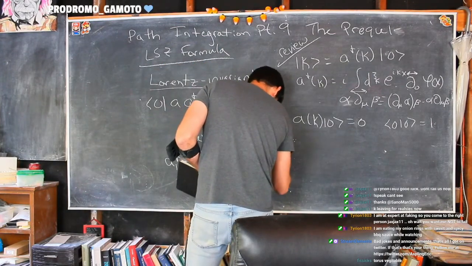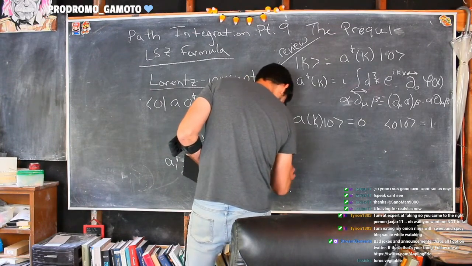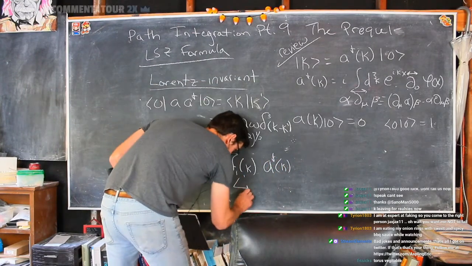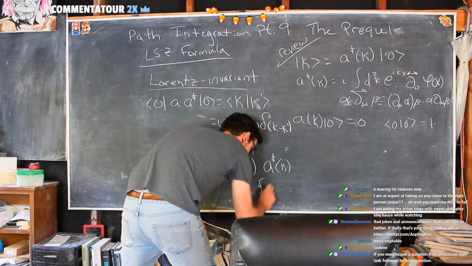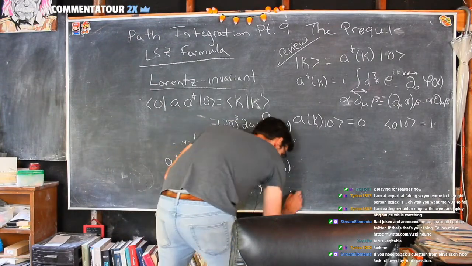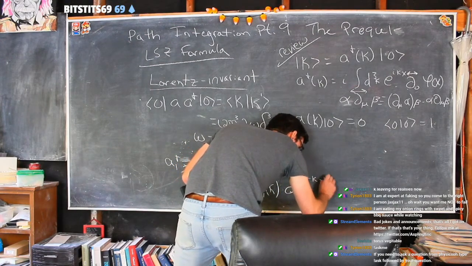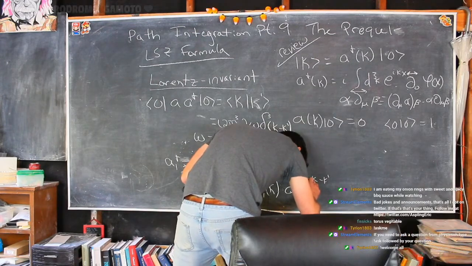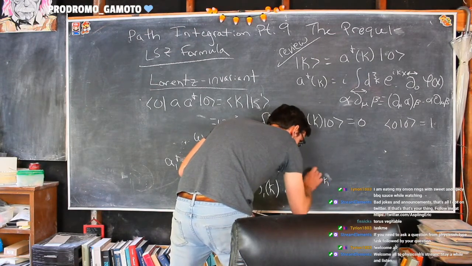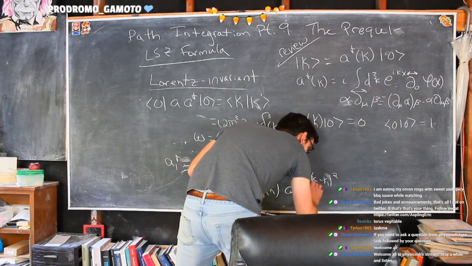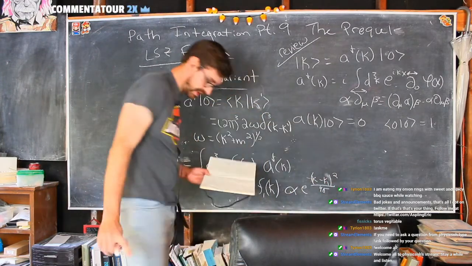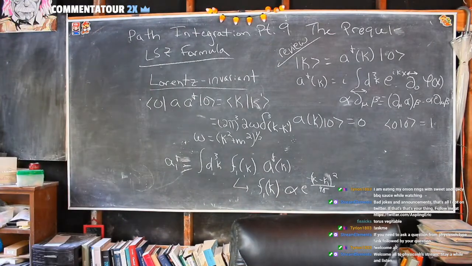And then we need the object that creates the state of the particle as well. And then F1 of K is proportional to e to the negative K minus K1, excuse me, squared over 4 sigma squared, where sigma is the width of the wave. Now, the wave function defining the particle.